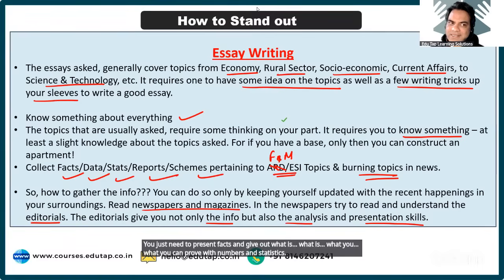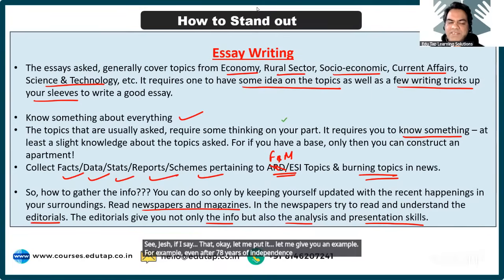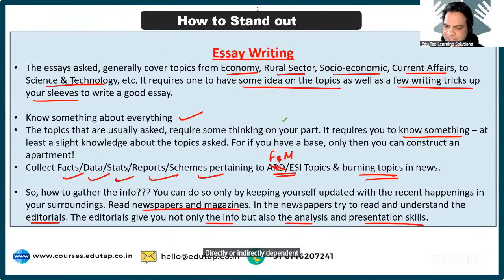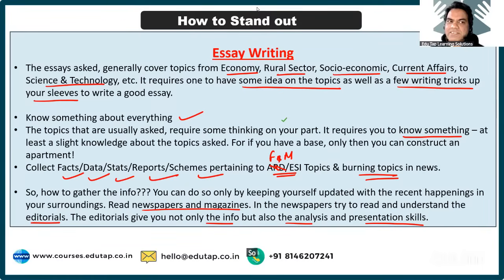See, Jayesh, let me give you an example. Even after 78 years of independence, more than 58% of the Indian population is directly or indirectly dependent on the agriculture sector. But unfortunately, the contribution of the agriculture sector to the GDP is only around 17 to 18%. Now, this fact says everything in itself. 60% of the population is dependent on agriculture, but the contribution is only 17 rupees out of 100. So that shows that the agriculture sector has not become quite productive over the decades, right?